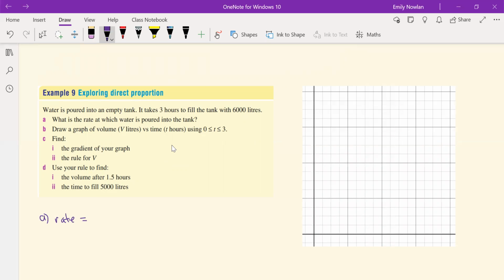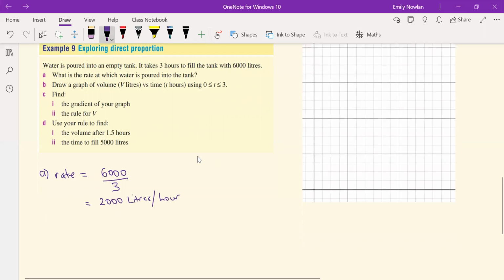So let's look at the rate the water is poured into the tank. Let's do the change for the litres. We went from 0 to 6,000, so 6,000 over how long it took, 3 hours. So the rate is 2,000. Now it's litres for every hour.